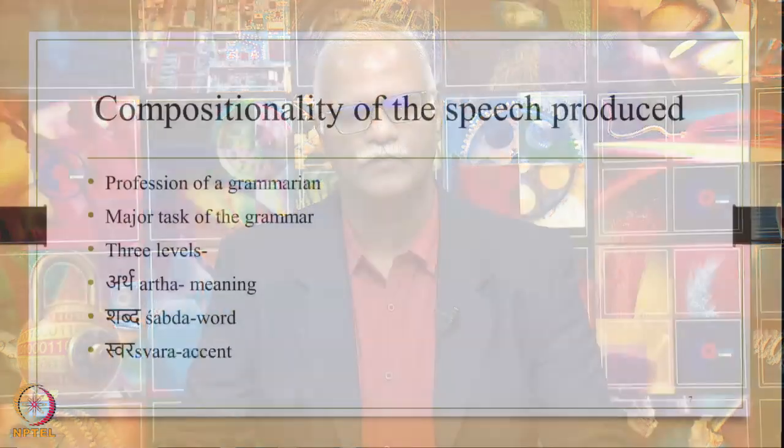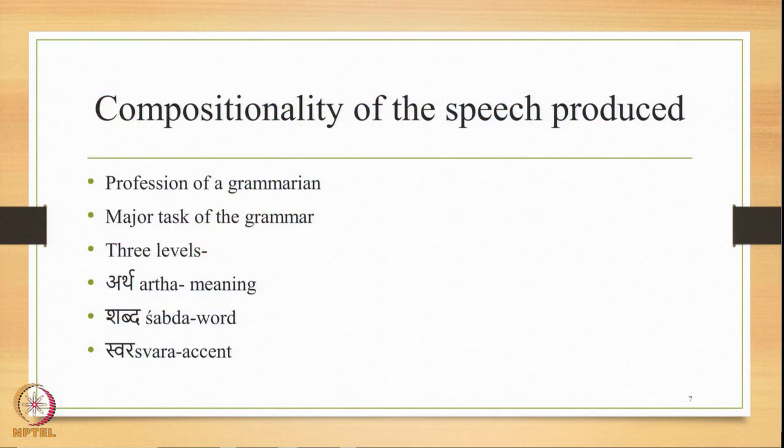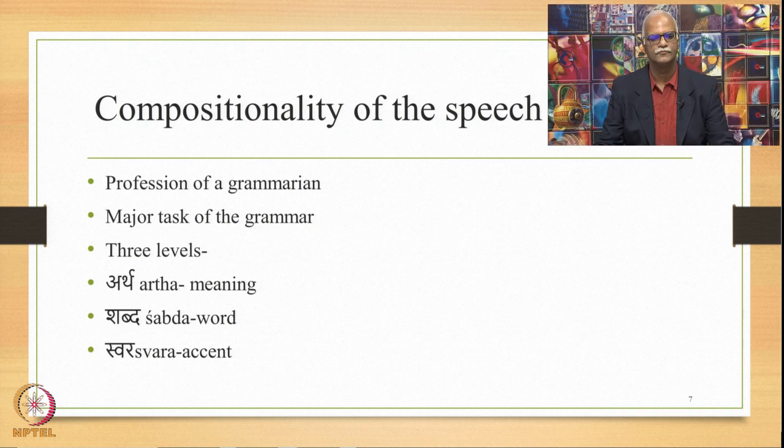So this compositionality, then we say that it works at three levels in the Paninian grammar: artha level, the meaning level, shabda level, the word level, and also the swara, namely the accent level. So in other words, meaning is compositional. So earlier we were saying that the meaning is one indivisible unit shown in the square brackets. Now we will say that this one undivided whole has components in terms of meaning.